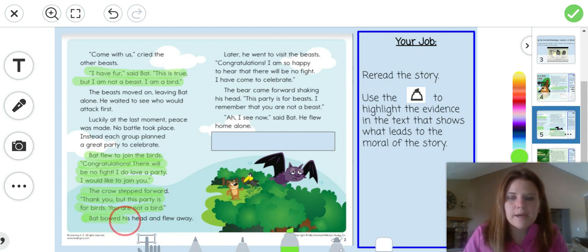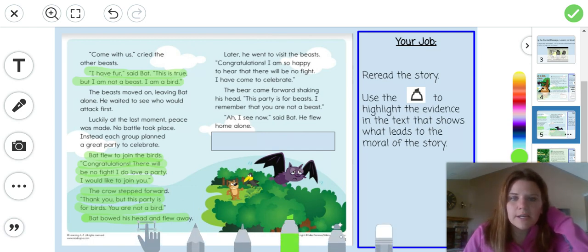Now he feels bad. Then he went to visit the beasts and he tried again. Congratulations, I am so happy. I hear there will be no fight. I have come to celebrate. The bear came forward shaking his head. This party is for beasts, and I remember you are not a beast. Ah, I see. And he flew away. So I think that all goes with the fact that they won't let him join for the fun stuff if he didn't join for the hard stuff, right? So that all needs to be highlighted.